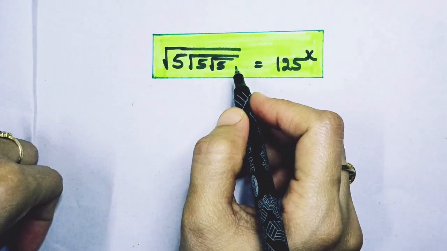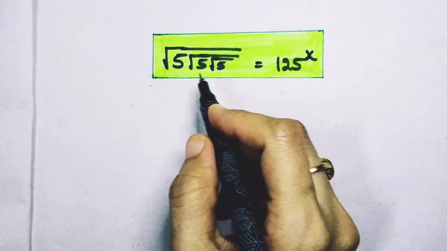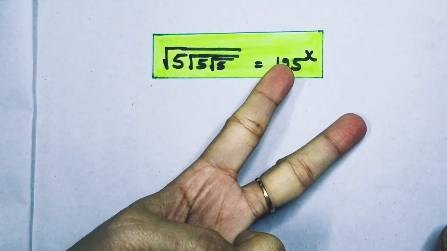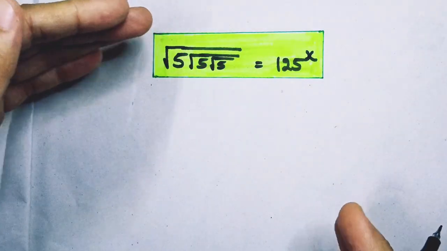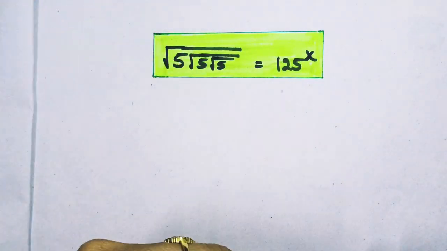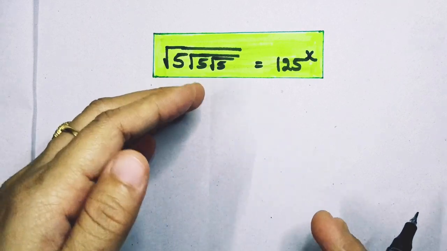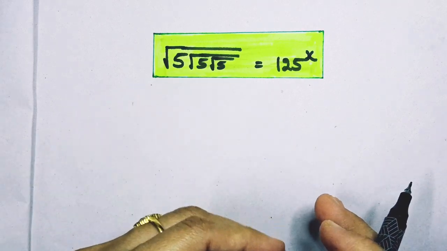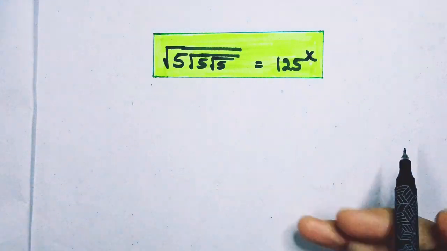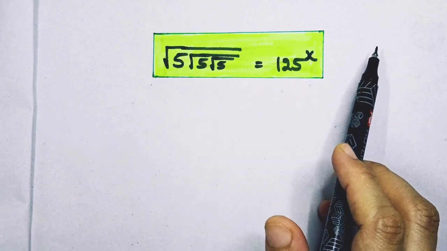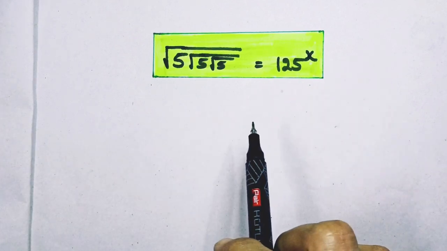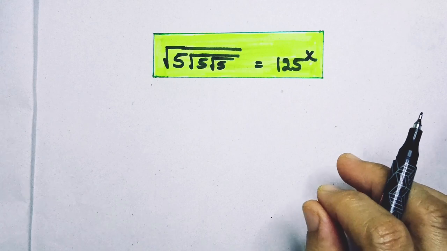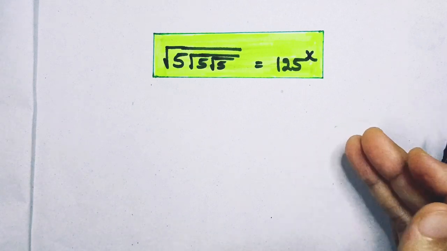Okay, let's start. Let me tell you one thing, that this problem can be solved in two ways. First of all, we'll see the lengthy method. The second method will be the same as in the above video, which I'm going to provide you the link over here. You just click on that link. So that method can also be used.